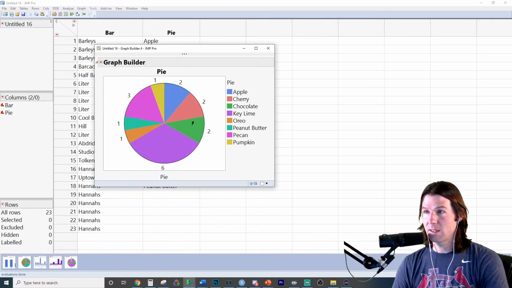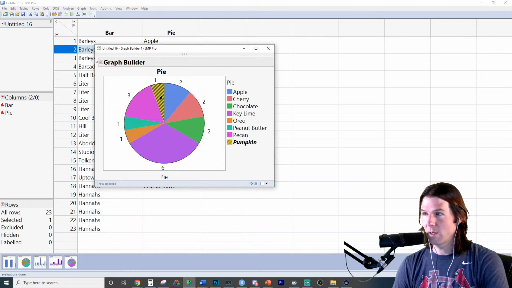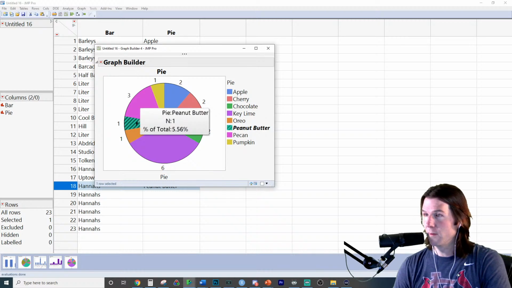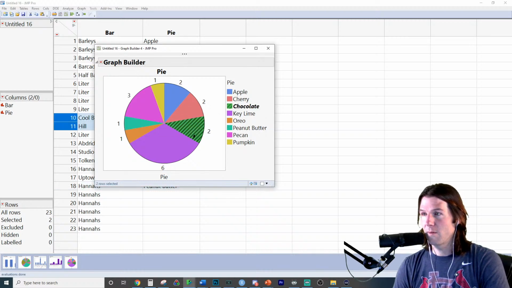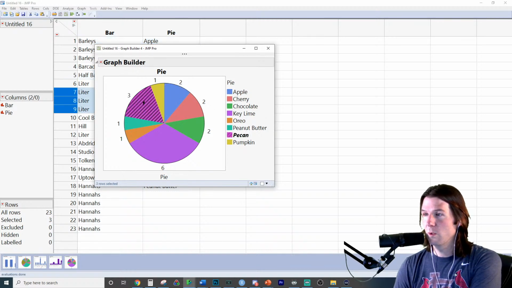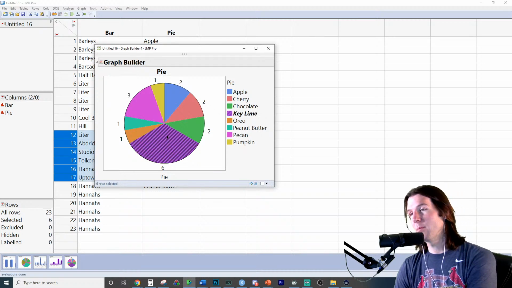I need to give them in ascending order now. Mine has a lot, so I'd need to talk about the pumpkin, Oreo, and peanut butter, which were all tied with 1 vote. Next, we have the chocolate, cherry, and apple tied at 2 votes. The second highest was pecan, which had 3 votes for favorite pie. And the number 1 favorite pie was key lime pie with 6 votes.